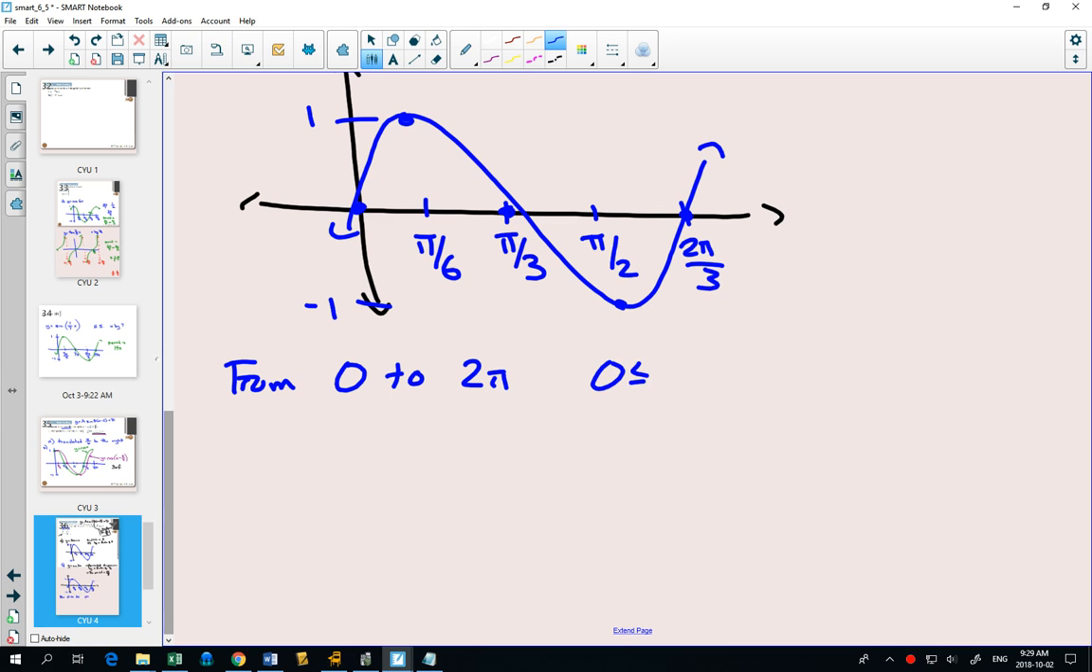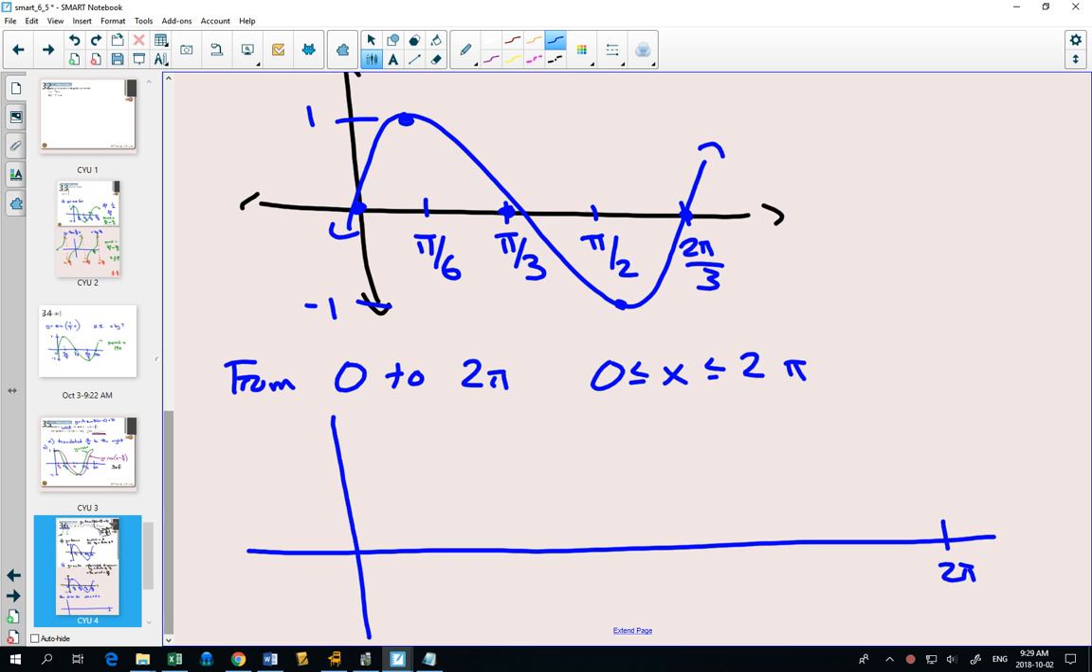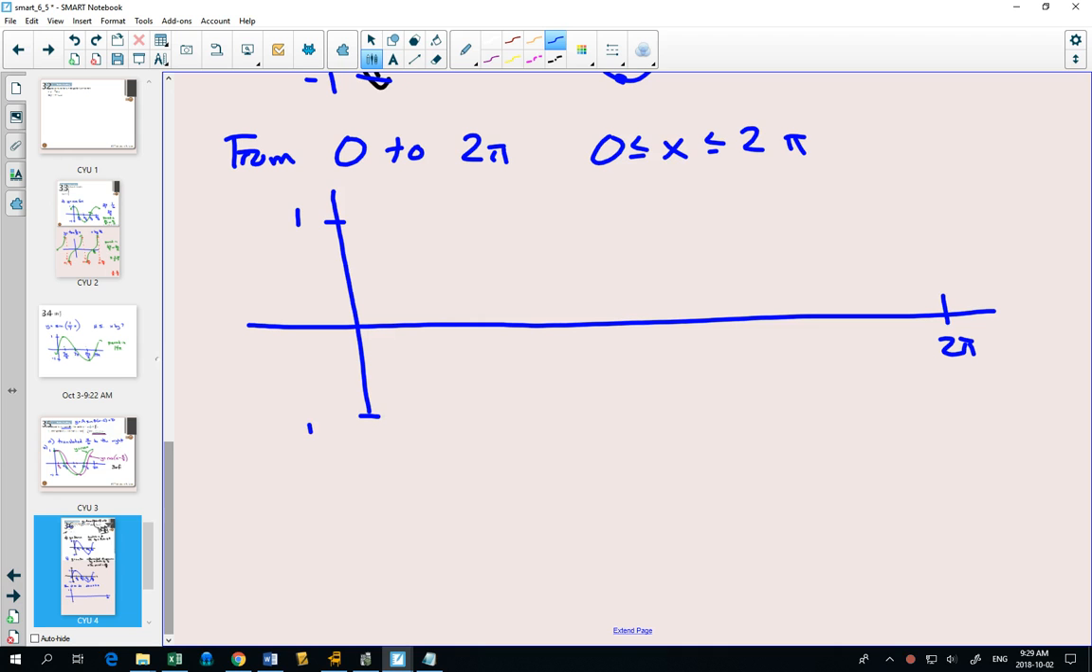If I was graphing from 0 to 2 pi, I'm going to put 2 pi there, and put 1 up here, and negative 1 down there. If that's from 0 to 2 pi, would you agree that 2 pi over 3 is a third of the way right there? And then you would have to take that 2 pi over 3 and divide it into 4 equal sections. So we figured this was pi over 3, pi over 6, pi over 2.